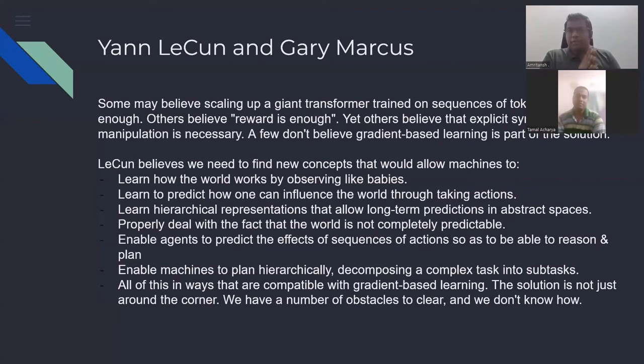Of course, I agree with this, and this needs to happen. We also want to enable the agents to predict the events of a sequence of actions, and reason and plan, and all of this again comes down to causal discussions itself. And we want to plan hierarchically, decomposing a complex task into subtasks. Yann LeCun thinks it has to be gradient-based learning, because then only neural networks can be in the whole party. Otherwise, it could be a massive problem, right? What would replace the neural network part in the overall discussion? All of these are very big discussions to have had.